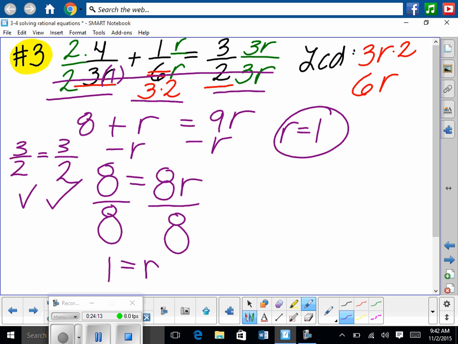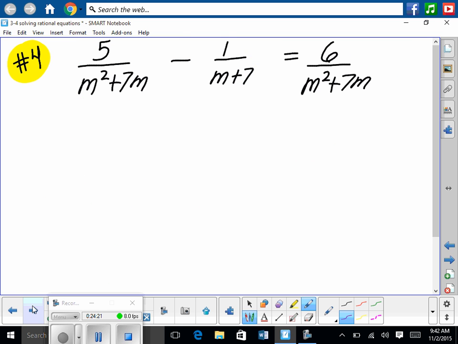Okay, let's do number 4. And then I'll let you work on the practice on your own. Okay, so this is why we went over factoring the other day. This is why, all for this moment.